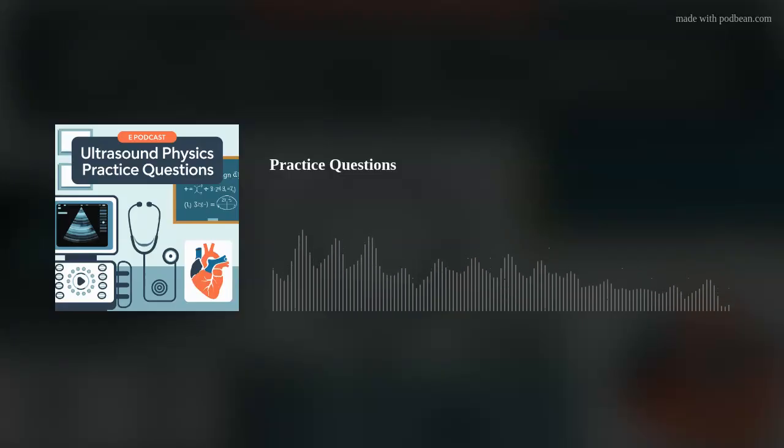Okay, this one is about attenuation again. It asks, how much will a 5 megahertz pulse be attenuated after it goes through 4 centimeters of tissue? Can you remind me how we calculate attenuation? Attenuation is how much the ultrasound beam weakens as it travels through tissue. It's measured in decibels, or dB.